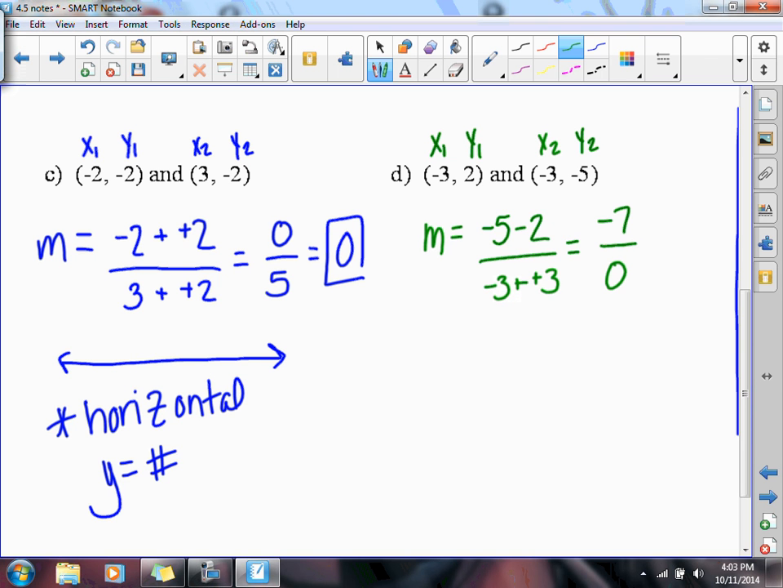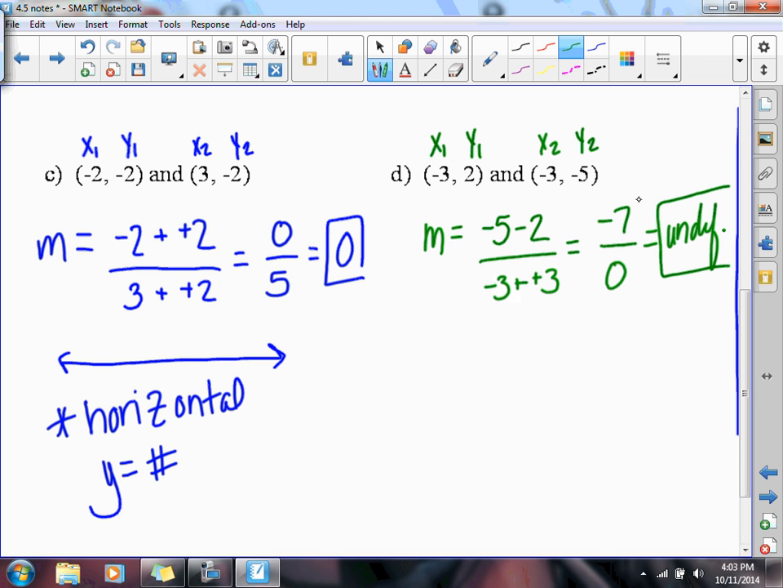Now, can you divide by 0? If you're not sure, try it out on your calculator. Take negative 7, divide it by 0. Your calculator is going to give you an error message. And that's because this slope is undefined. We cannot divide by 0. You can't take 7 things and turn them into 0 things without destroying them or crumpling them up, throwing them away, or eating them. Okay? You cannot divide 7 things into 0 parts.